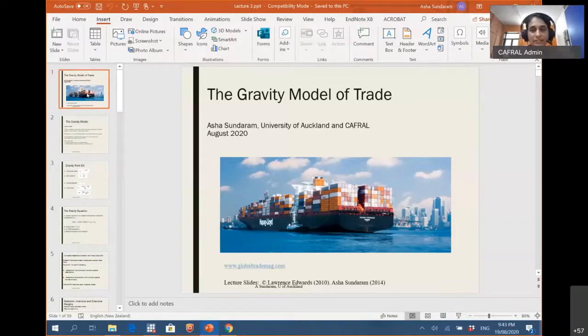That's the punchline. No matter where your productivity differences are coming from, if you're more productive, maybe that's because you use more machines and your labor productivity is high, or you have better technology and your TFP is high. Whatever the source of productivity is, more productivity means you're more likely to export. That's what Melitz tells us.